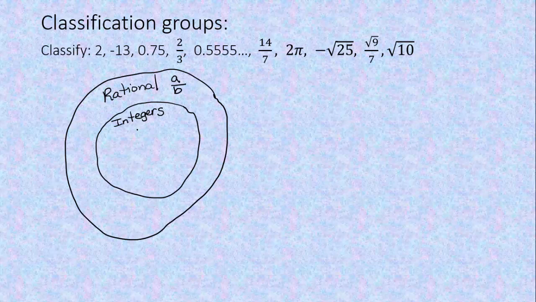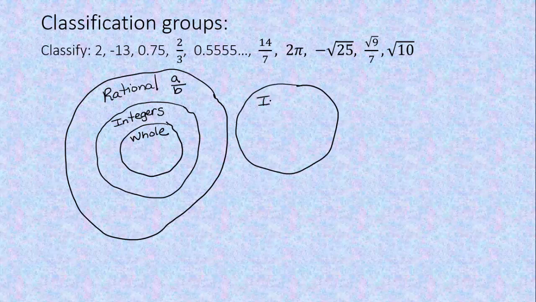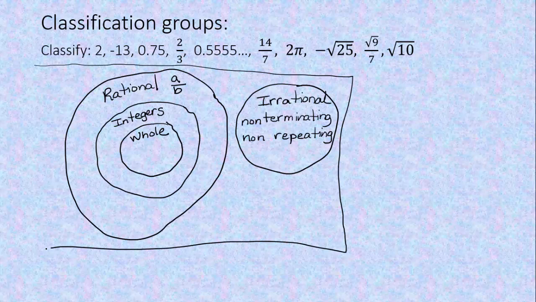Now within the integers, we also have the whole numbers. So if a number is a whole number, it's also an integer, and it's also a rational number. Now recently we've started talking about a separate group of numbers that doesn't belong to any of those groups. These are not rational numbers, so they're called irrational numbers. Irrational numbers are non-terminating and non-repeating decimals. And if you look at all of these groups, they actually belong to one big group of numbers that we call the real numbers. So any of the numbers in any of these groups is also a real number.